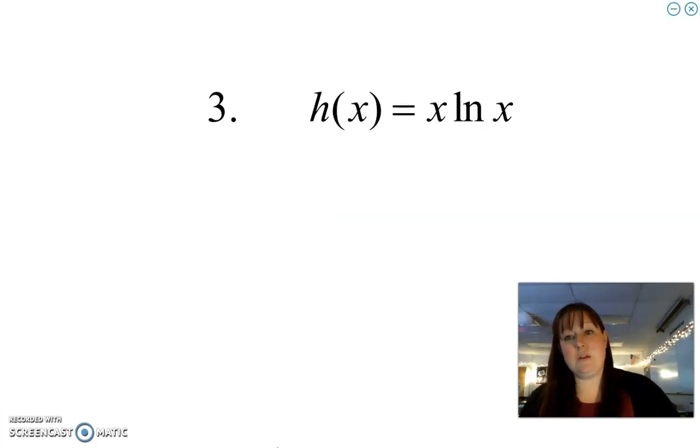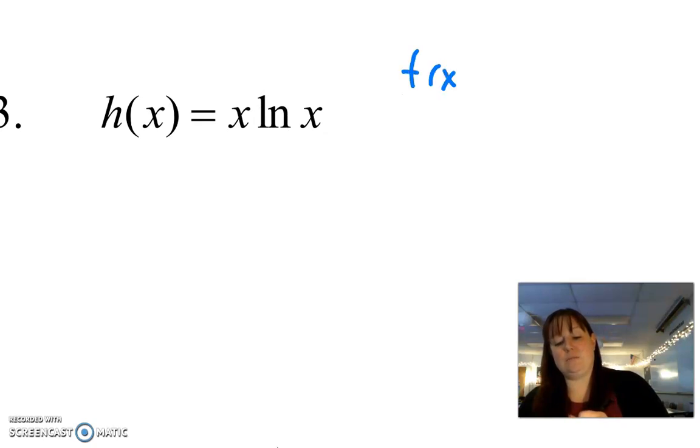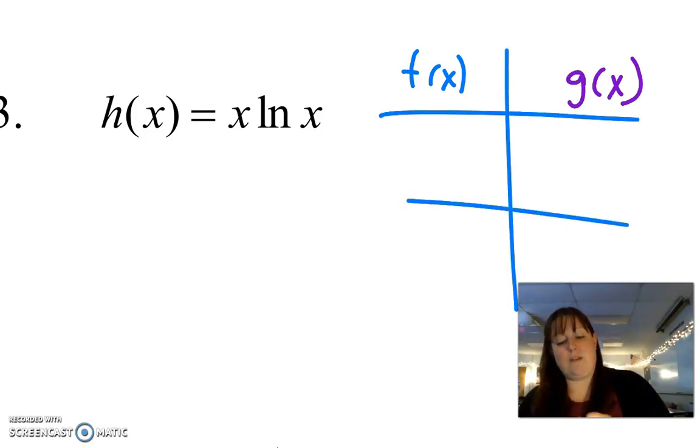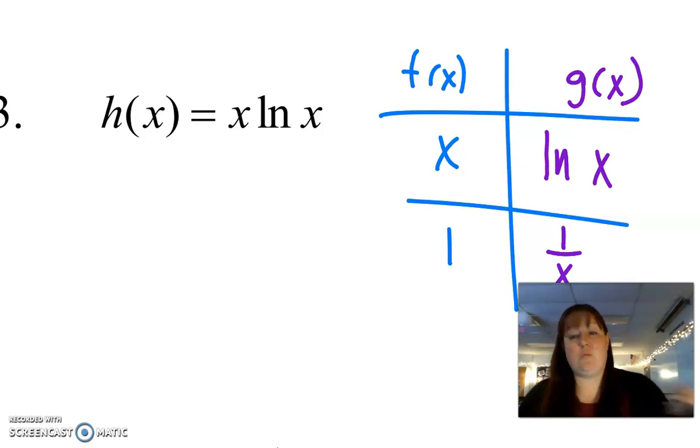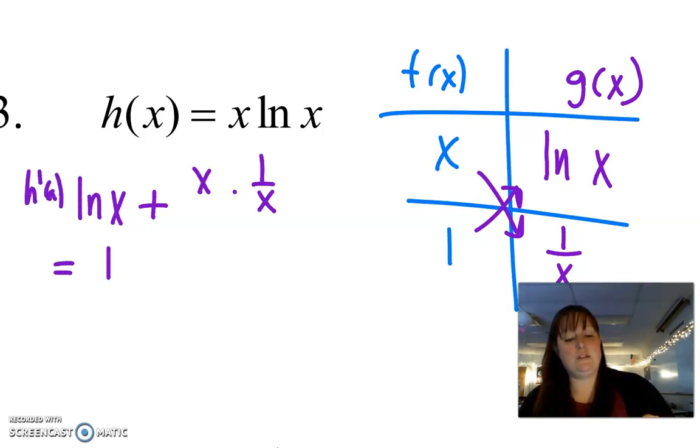All right, now this one, we see that this is not a function inside of a function. It's two functions multiplied together, so we're going to apply the product rule. So what is f of x? And what is g of x? Well, f of x is x, and its derivative is 1, and g of x is ln of x, and its derivative is 1 over x. And so then we just use the product rule, which is f prime g plus g prime f. So in the end, we end up with ln x plus x times 1 over x, which gives us x over x. So in the end, h prime of x is ln of x plus 1.